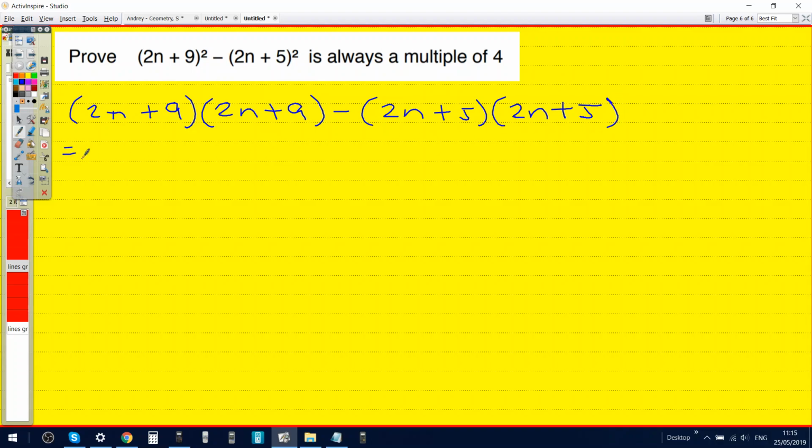Then the first one will be 4n squared plus 18n plus 81, minus 4n squared plus 10n plus 10n, so 20n. That means the first one's wrong, so it'll be 36n. Yeah, you're right. Okay.